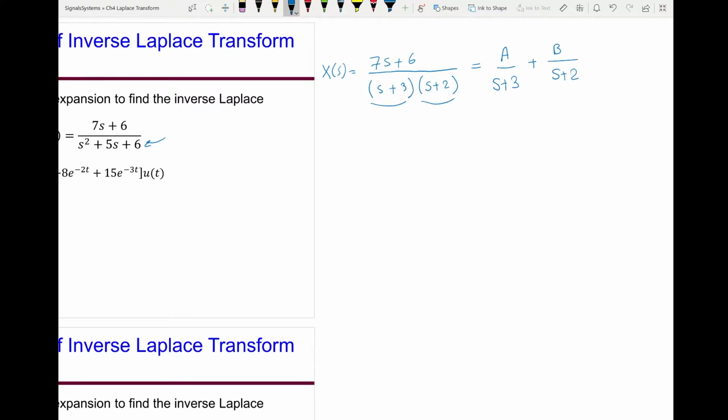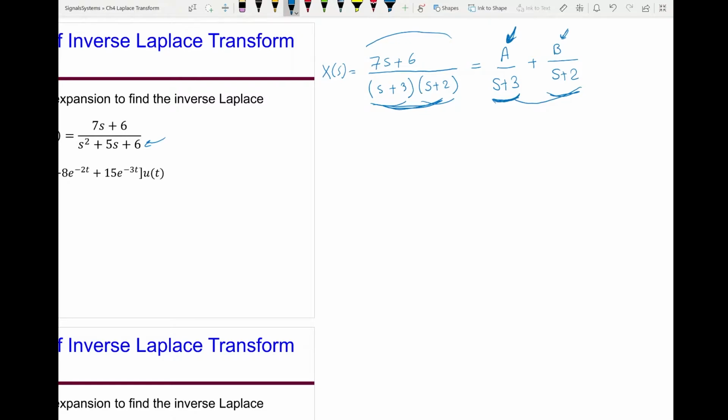Now the task is to find what a and b are, such that if I add these two terms, I will get the original function. There are different ways to do it. A simple way is, if I want to find a, I multiply every element by its denominator, s plus 3, and then set s equal to minus 3. Only this term will survive, and the other will disappear. Then I will have a function that has only one unknown, which is a, and solve for it.